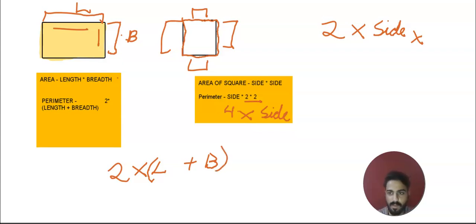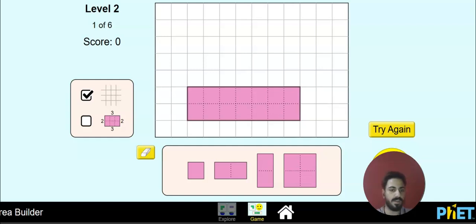Now, on the basis of these formulas, we are going to see some questions and move ahead. Let's see some questions on this platform. I am showing you some questions, and I hope you are focusing over here. So let's do this one. The question is to find a figure with area 18 and perimeter 18 as well. We are trying to find the length and breadth so that the area and perimeter both are 18.